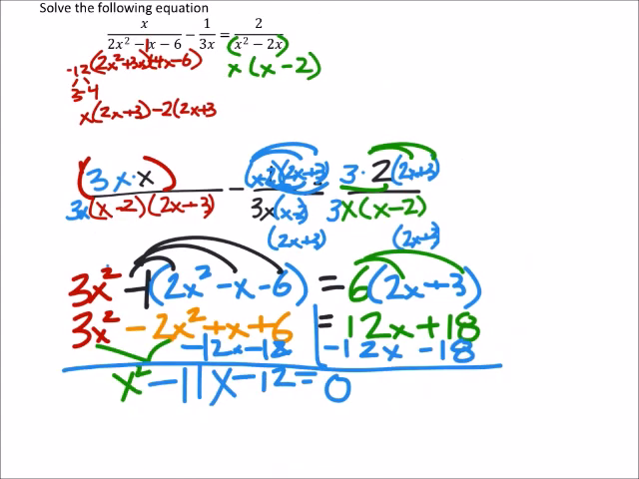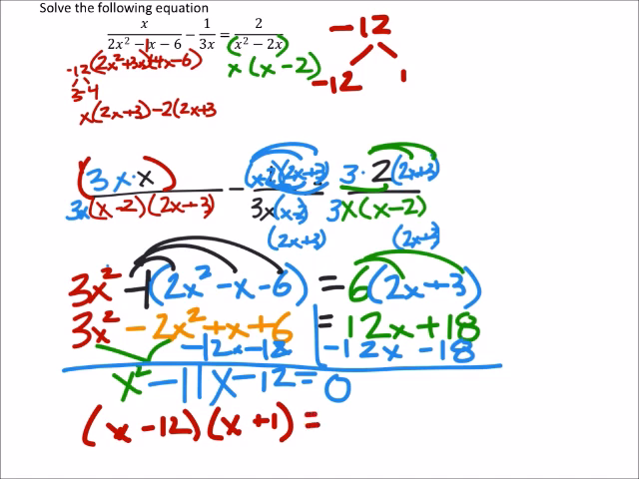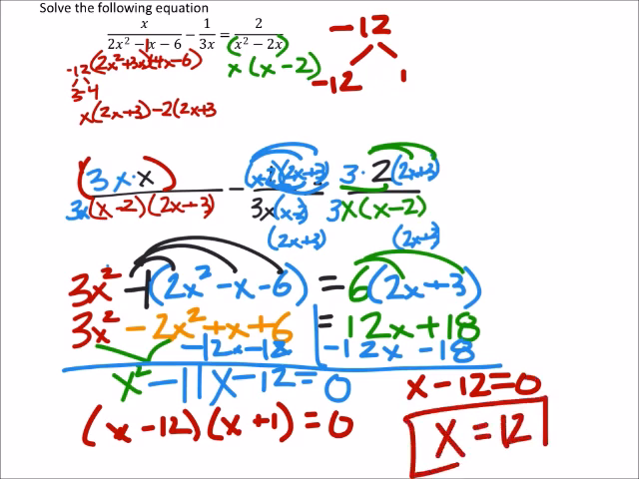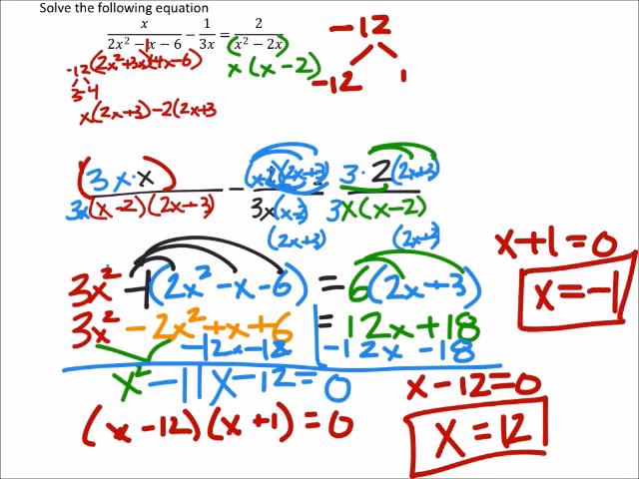All right, now we're just looking to factor this. We need two factors of negative 12 that will add up to negative 11. So I'm going to use negative 12 and 1, meaning that this would factor into x minus 12 and x plus 1, and that would equal 0. So all I need is for x minus 12 to equal 0, because if I multiply that by x plus 1, then it would be 0. And if we solve this, we get x is 12. That's one answer. And then we also had x plus 1, and that should equal 0. And if we solve it, x would equal negative 1. That would be our other answer.